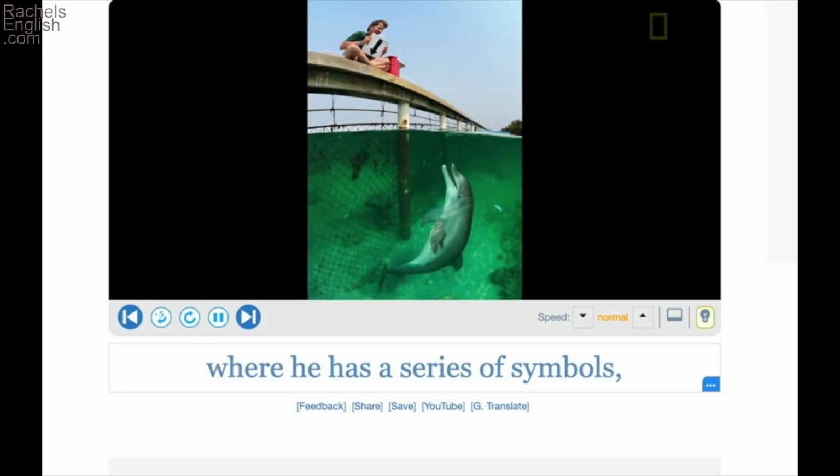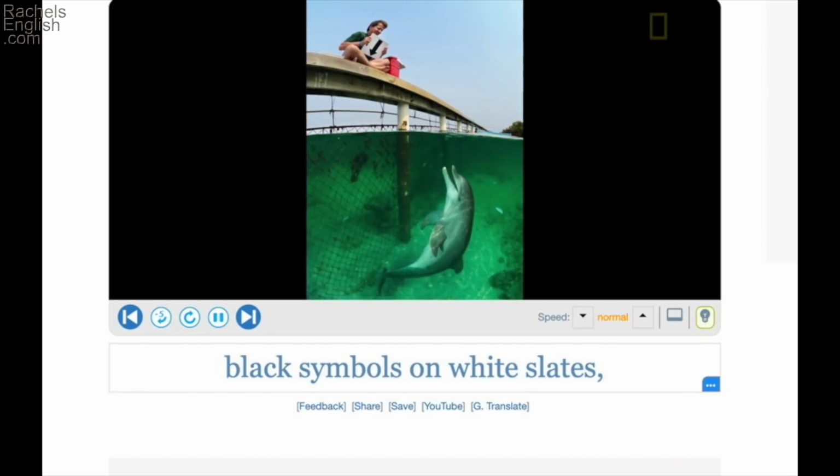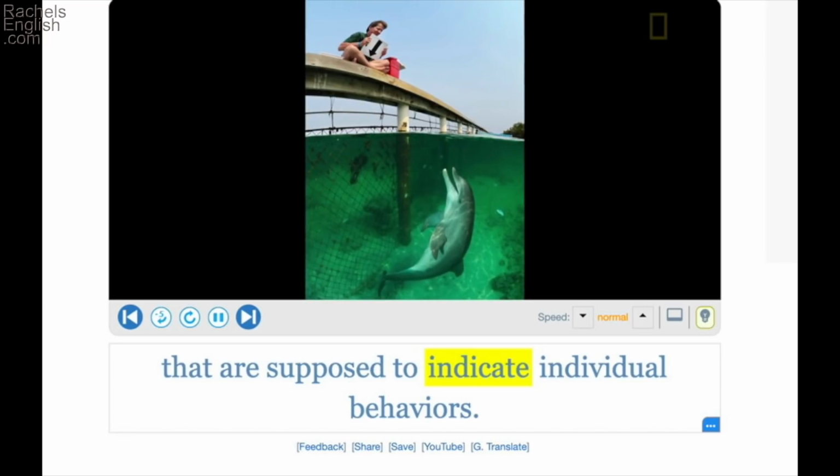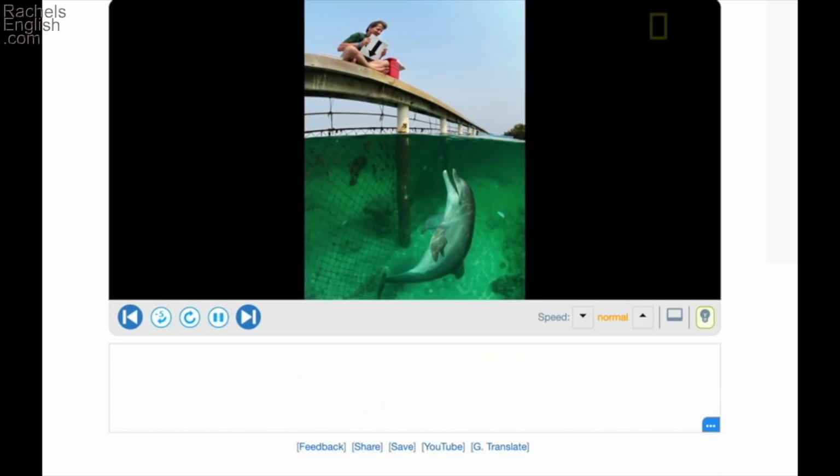The man in the photo is training dolphins how to read. The black and white symbols that he shows the dolphins tells them or indicates what he wants them to do. For example, jump, go get something, and so on. He has a series of symbols, black symbols on white slates, that are supposed to indicate individual behaviors.